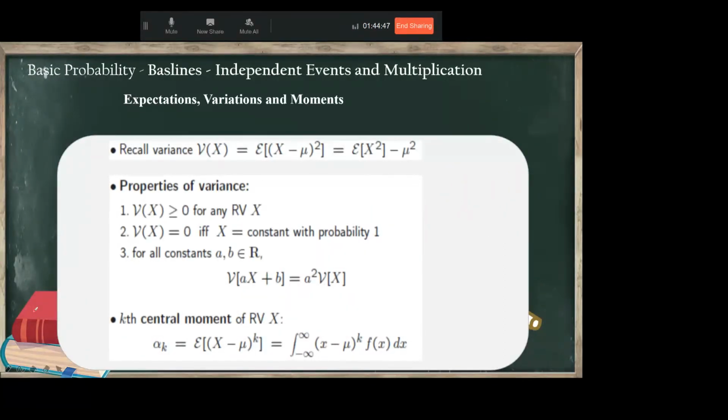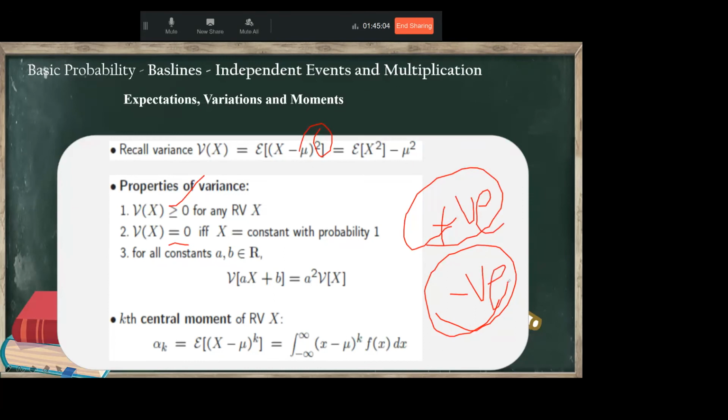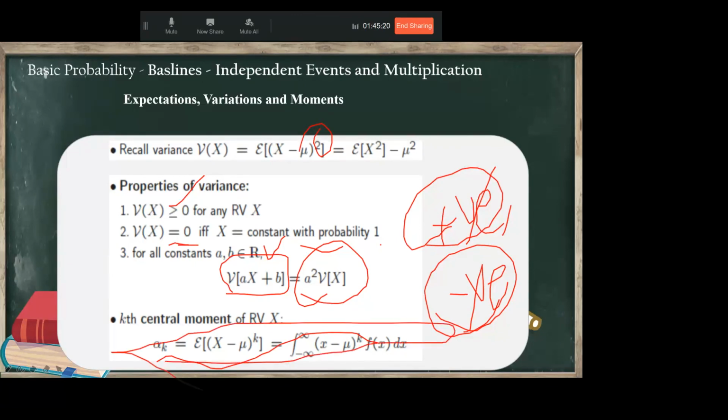So these are the properties: variance of x is always greater than or equal to 0, because this is a variance and it's a square. So a square cannot be negative, right? Positive and negative errors cancel out in the mean, but here all are squared, so variance is always 0 if x is constant with probability 1. For all constants a, b belonging to any range, variance of ax plus b is a squared times variance of x. So these are some key points, and kth central moment is this one. This we will talk about later, next week. Yeah, and after that we will have a quiz. Okay, so far this is it.